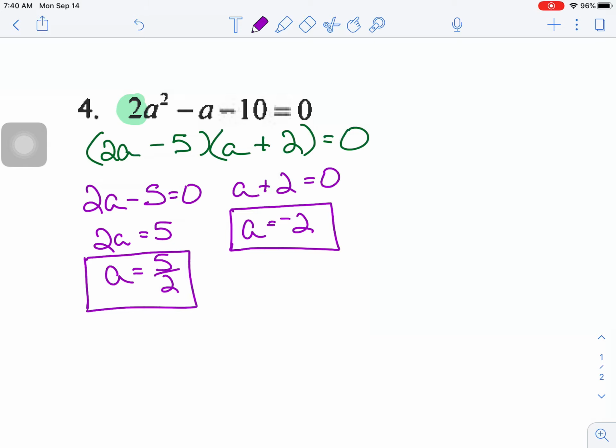Again, factoring, the AC method is the other way, or if you want to avoid factoring completely, you absolutely could use the quadratic formula on that.